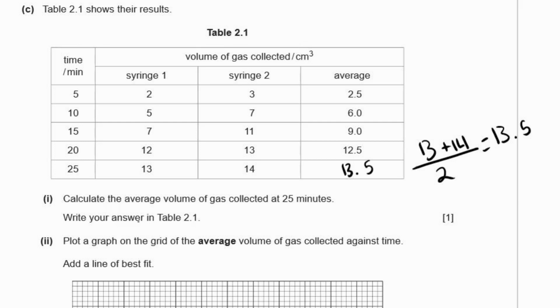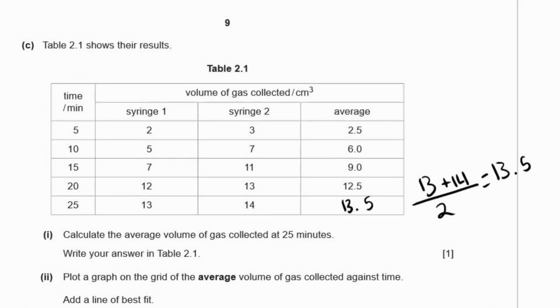All right, and then 2, plot a graph on the grid of the average volume of gas collected against time, and you need to add a line of best fit. So for this one, you need average volume against time. Time is what is changing, and average volume is what is measuring. So time goes on the x-axis, and that's in minutes. And the y-axis is the average volume of gas collected in centimeters cubed.